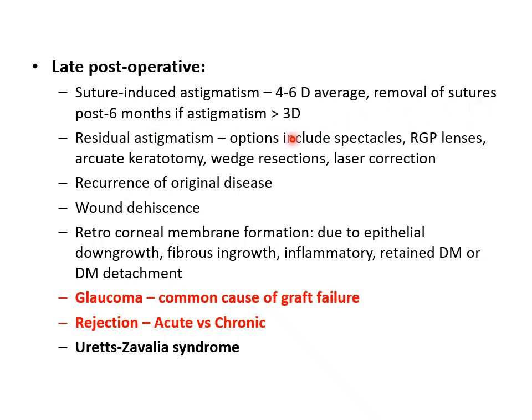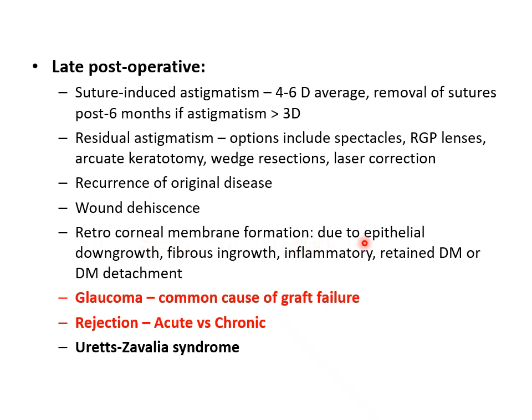So you can start removing the sutures, and once the sutures are removed, there may be some residual astigmatism that can be dealt with spectacles, rigid lenses, arcuate keratotomy, relaxing incisions, wedge resections, and even laser correction. Recurrence of original disease, such as herpes, can occur in the graft also. Wound dehiscence. Late wound dehiscence can also happen.